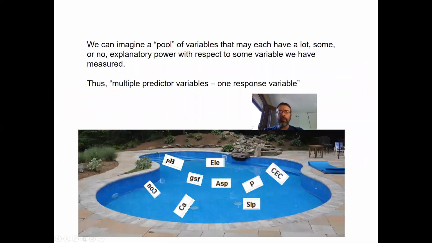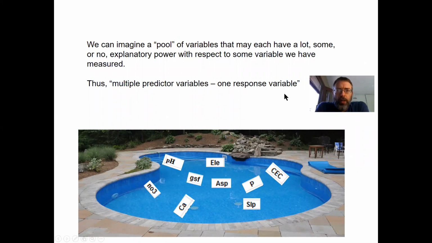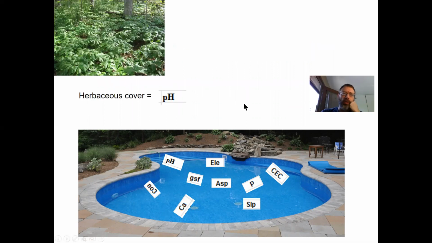So this is a way to think about it. We've got a pool of variables that may each have a lot or no explanatory power with respect to some variable that we have measured. Thus, we have multiple predictor variables, and we have one response. We have a pool of potential variables that we could use to explain the response variable. So for example, we have herbaceous cover, and we say, let's explain why there are herbs in some parts of the forest and not others. What predicts this cover? We say pH is one factor, and we measured a bunch of stuff about the soil. So we pulled pH out of the pool into our equation. Now we're going to build a model, and we're going to add some other things and some other things and some other things.